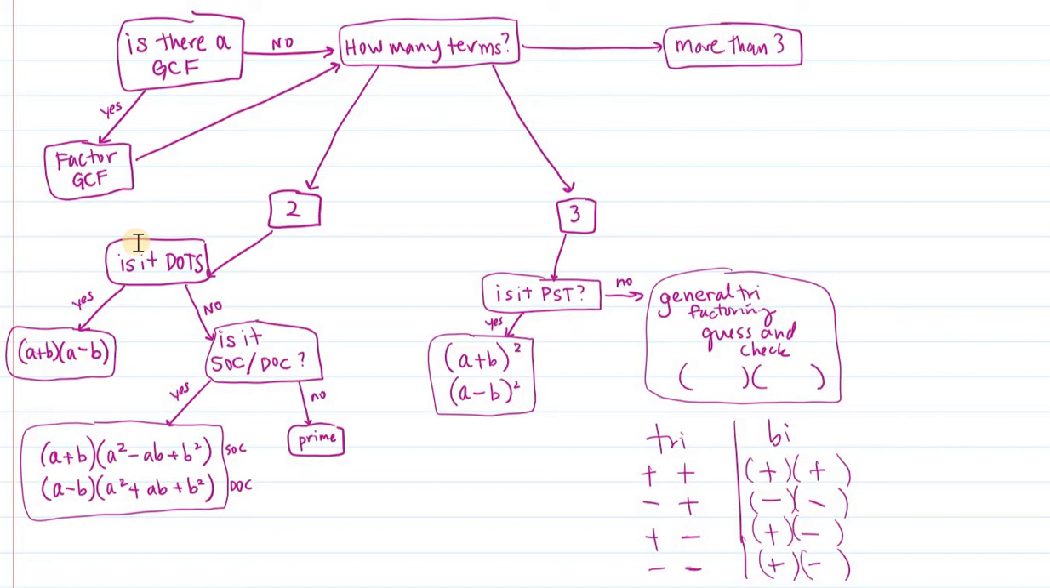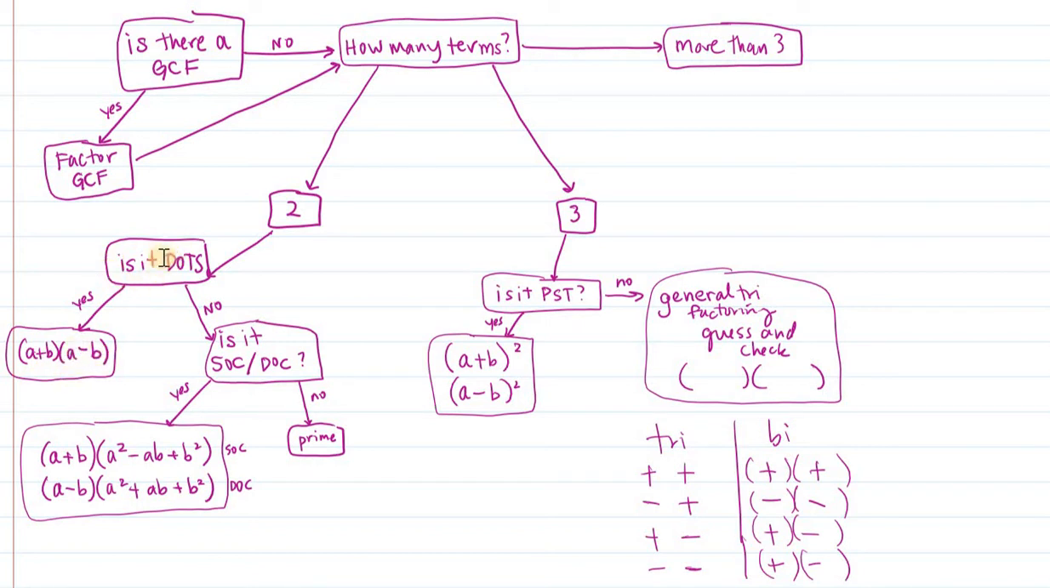If you have 2 terms, the next question you ask yourself is, is it a DOTS? So is it a difference of 2 squares? If the answer is yes, factor it using the factoring pattern for DOTS, a plus b, a minus b. So if you had a squared minus b squared, it would factor into a plus b, a minus b.